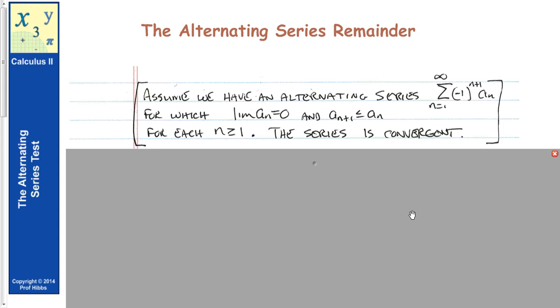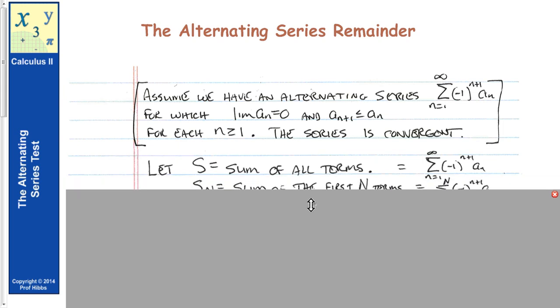So what we're going to do here is start with an alternating series that we know is convergent. In fact, the two conditions are true: the limit of the a sub n's is 0, and the a sub n's get smaller. A sub n plus 1 is less than or equal to a sub n. So the further we go, the smaller the a sub n's get. That's what we start with.